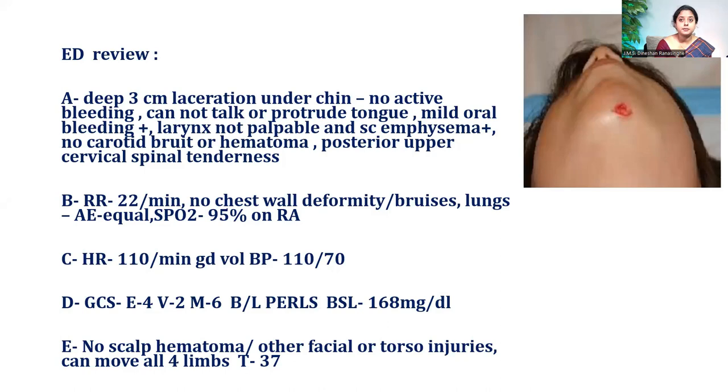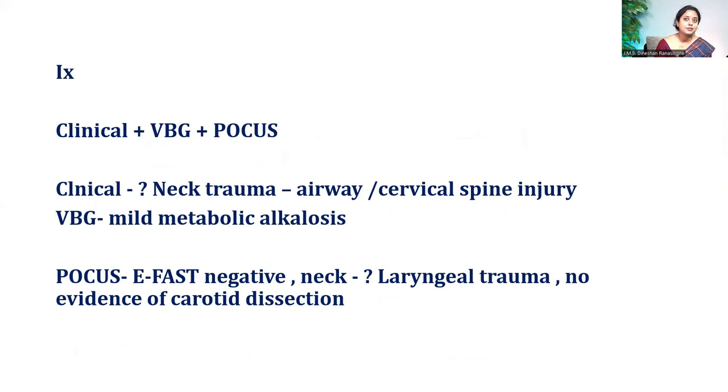She could obey commands, but she couldn't do that. She couldn't talk, and we noticed mild oral bleeding. When we removed the collar, we found that the larynx was not palpable and there was subcutaneous emphysema, but no expanding hematoma, and there was significant posterior upper cervical spinal tenderness. There was mild tachypnea, but otherwise no chest wall deformities or trauma, and mild tachycardia; hemodynamics were stable. She was conscious, but the only problem was the verbal component of the GCS. She couldn't express herself. We couldn't find any other injuries, so we found that this could be an isolated neck trauma.